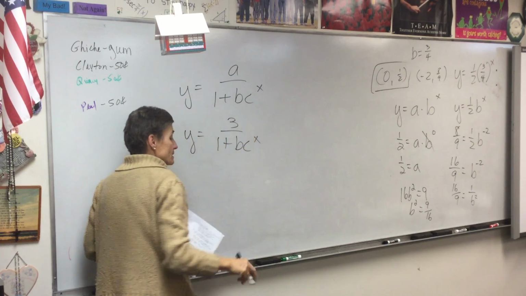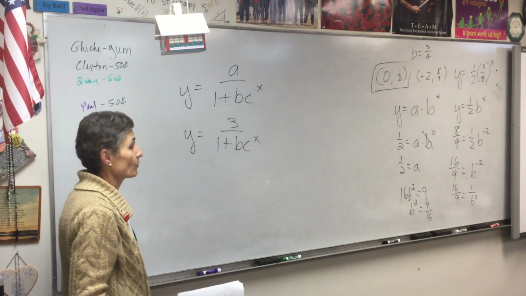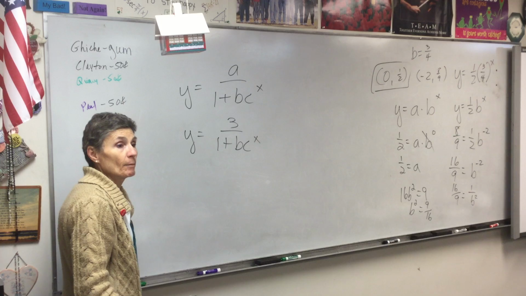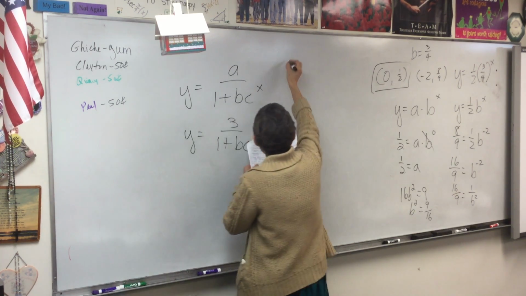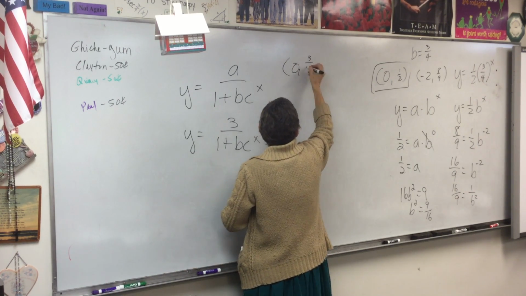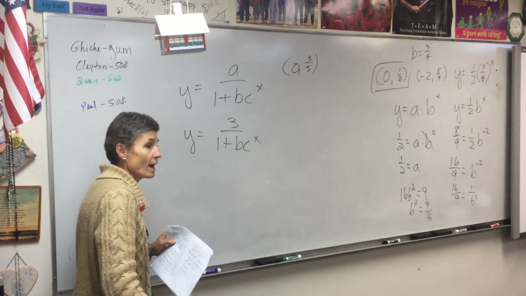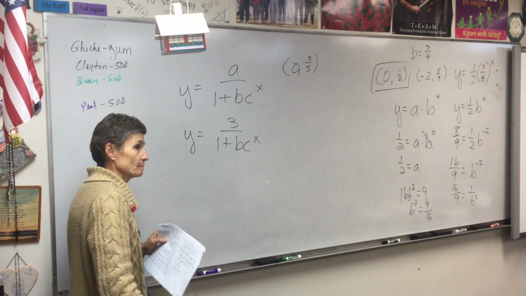This number is always the limit to growth. Okay, good. So where do I go from here? Plug in your initial value. I'm going to plug in my initial value. I remember that when they tell me the initial value is 3/5, that means (0, 3/5). The initial value is the y-intercept, 0, always.